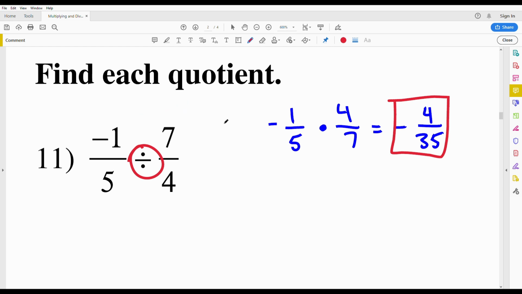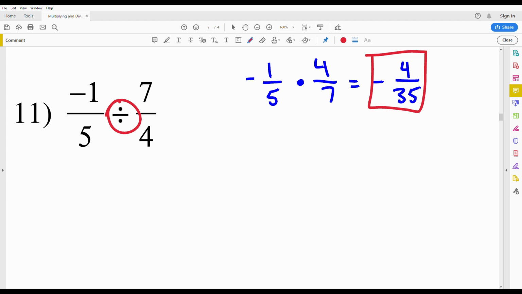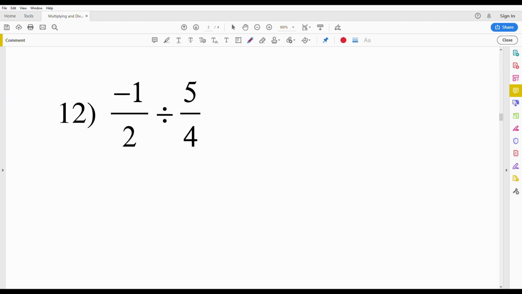Multiplying by that fraction flipped. Let's continue on to number 12. In number 12, we have negative 1/2 divided by 5/4. Negative divided by positive, we know is going to be a negative. But as opposed to dividing by a fraction, we're going to multiply by its reciprocal.